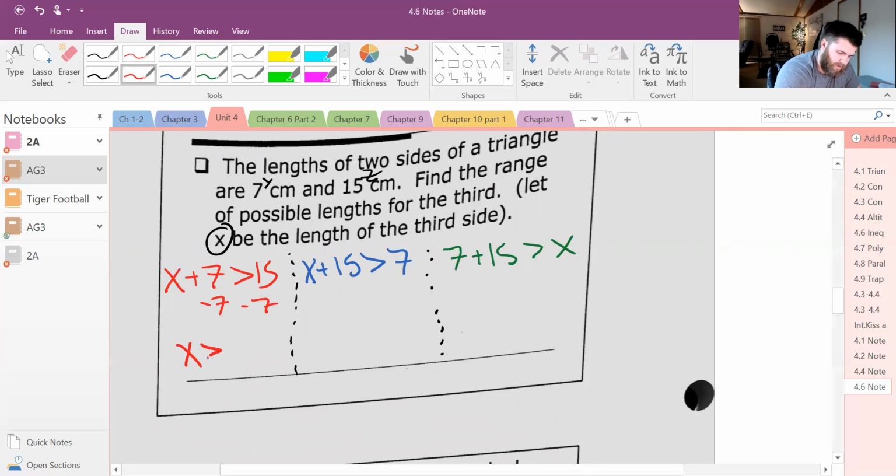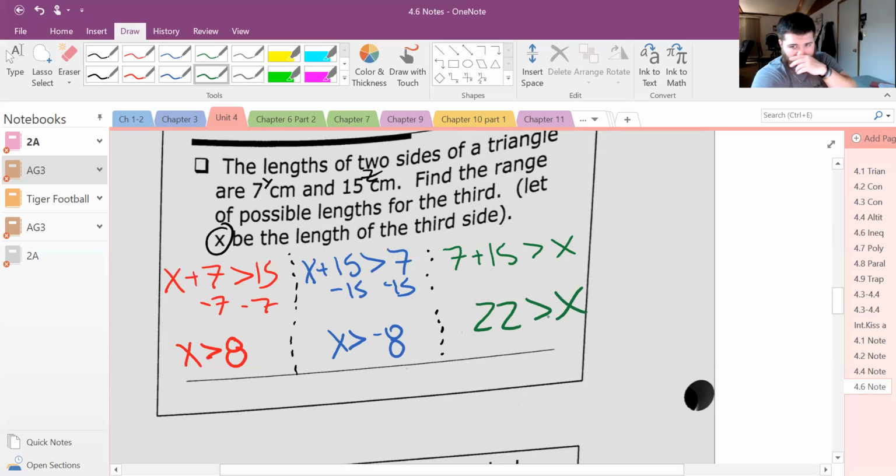X is greater than 8. Okay. Second, the middle one, we subtract 15, subtract 15. We get x is greater than negative 8, right? Okay, we'll talk about that one. And last but not least, we have 22 is greater than x.